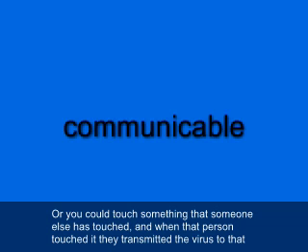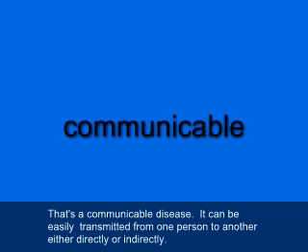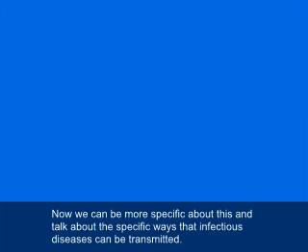Or you could touch something that someone else has touched, and when that person touched it, they transmitted the virus to that surface. Then when you touch it, you pick it up, you touch your face, then you've got the disease. That's a communicable disease. It can be easily transmitted from one person to another, either directly or indirectly. Now we can be more specific about this and talk about the specific ways that infectious diseases can be transmitted. And there are several different ways that are talked about in the textbook.